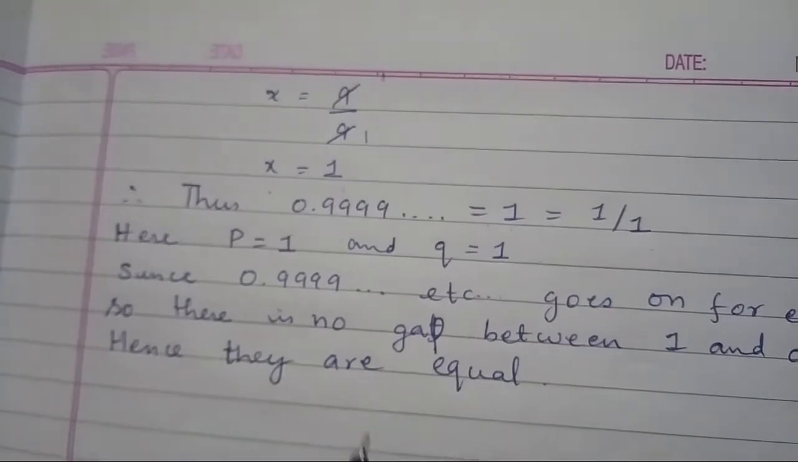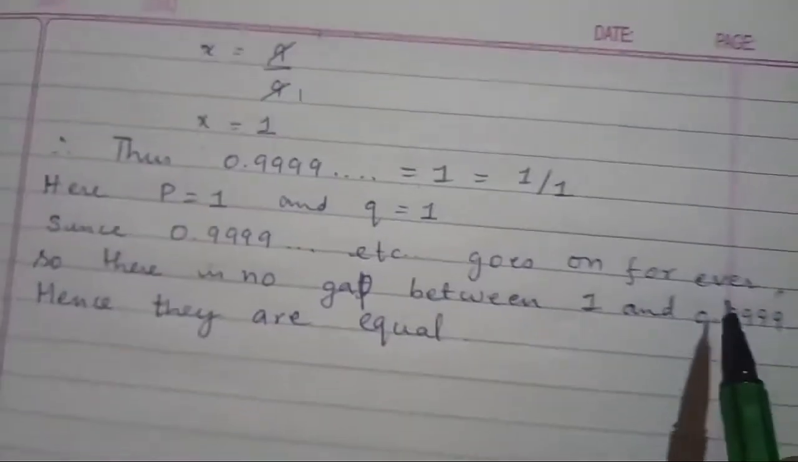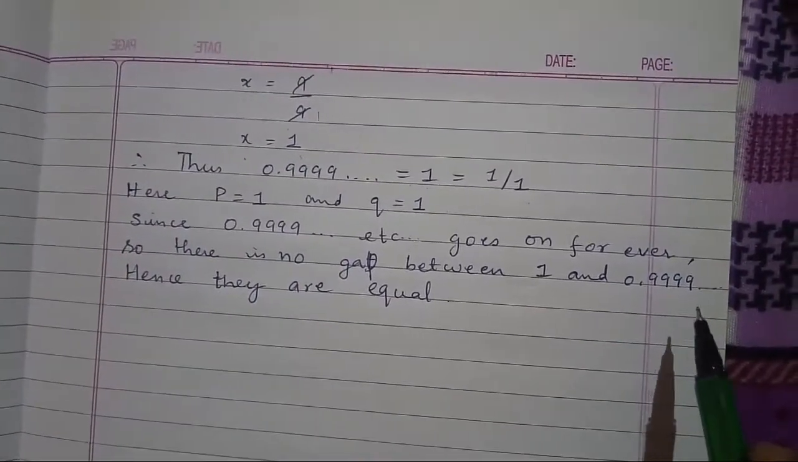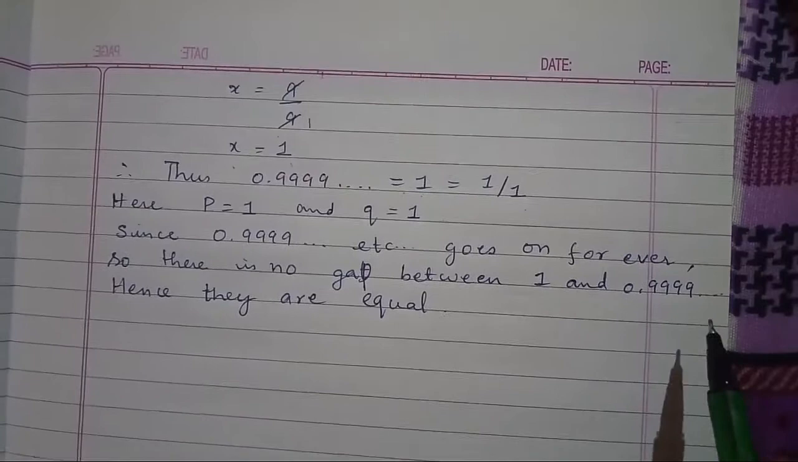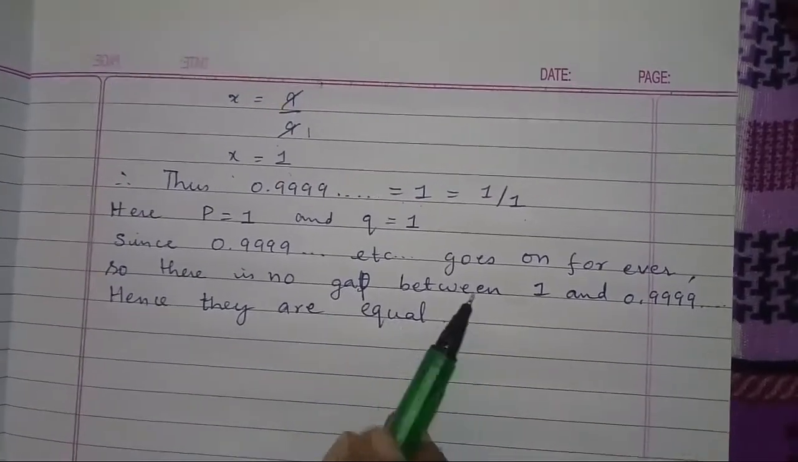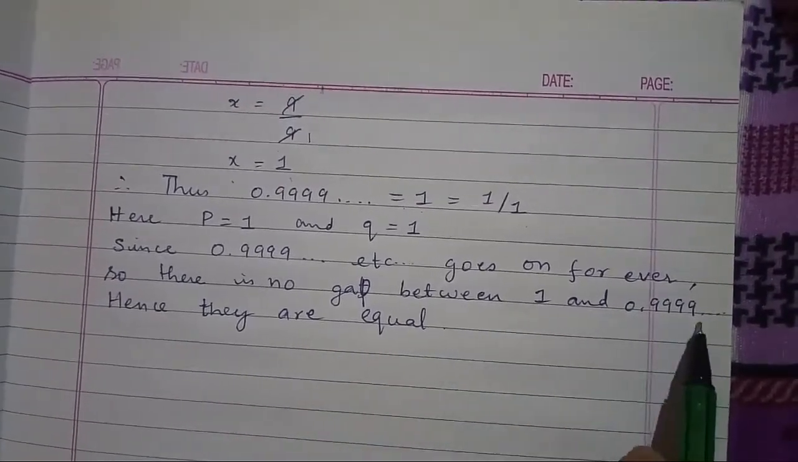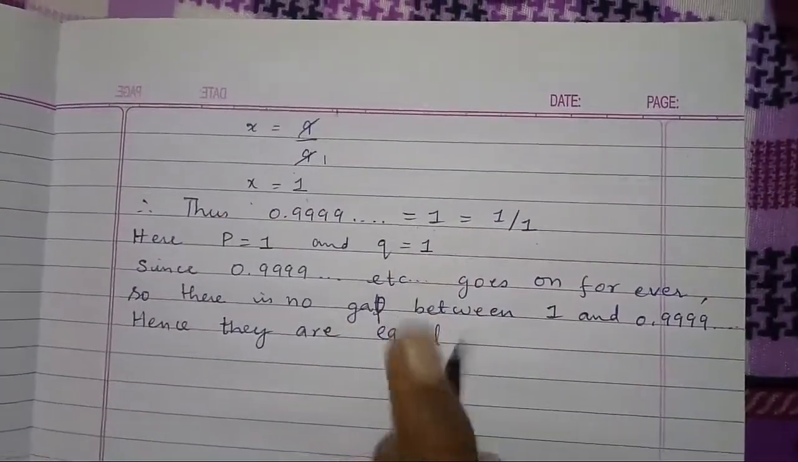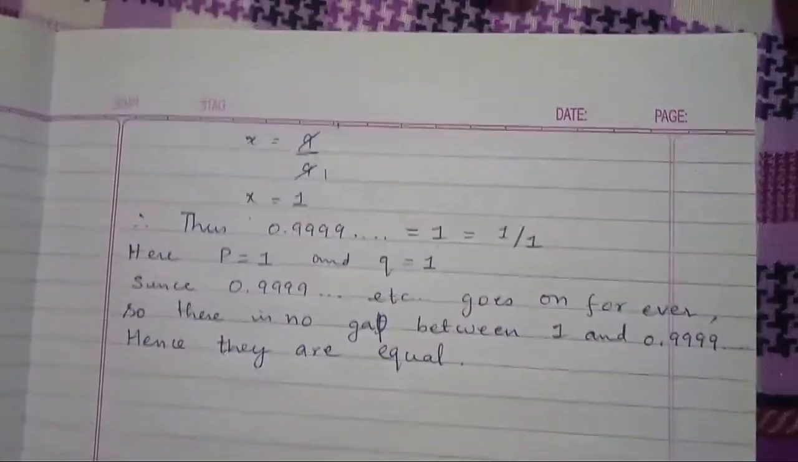Since 0.999 goes on forever, it will move on infinitely many times. So it will not stop. It is a non-terminating decimal. So there is no gap between 1 and 0.999. Here these two, 1 and 0.999, are equal. Hence solved.